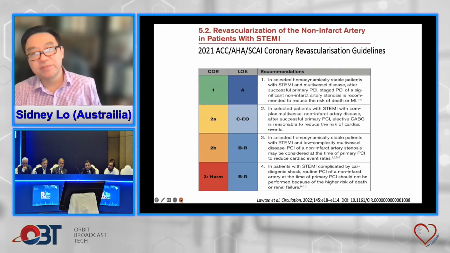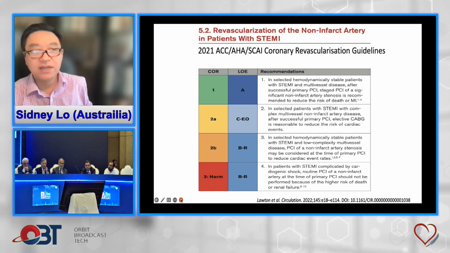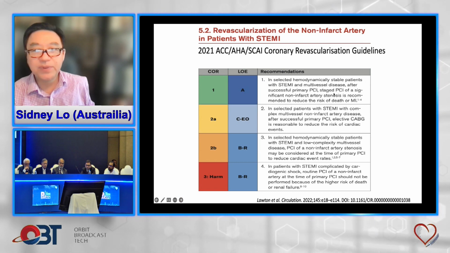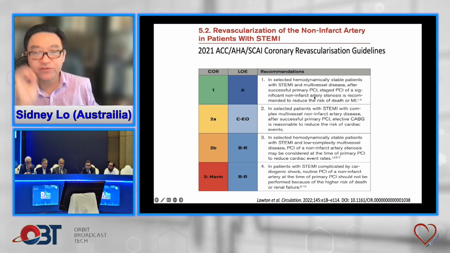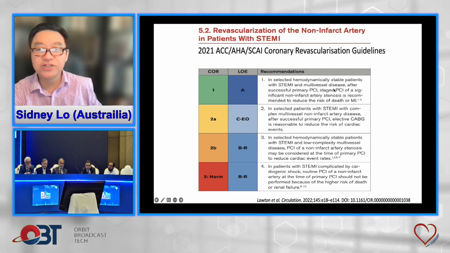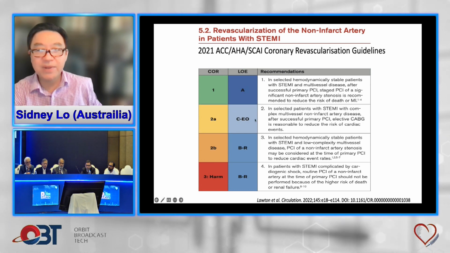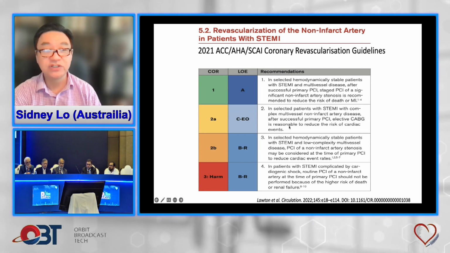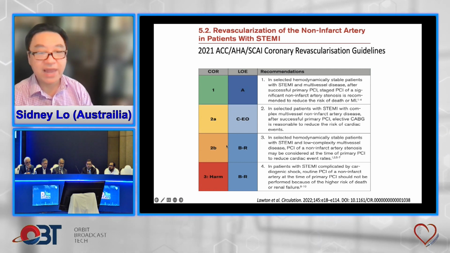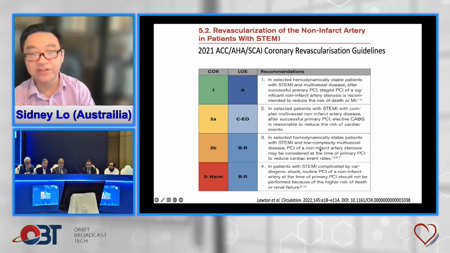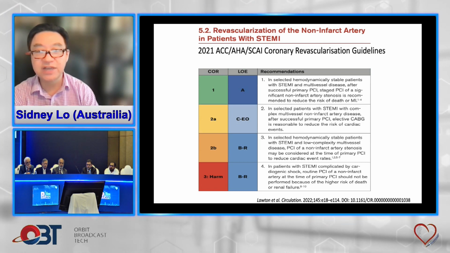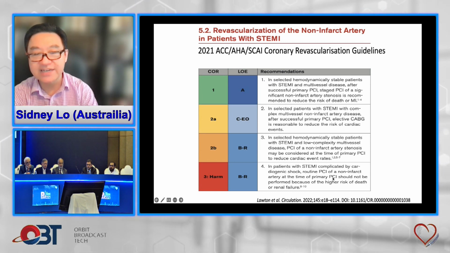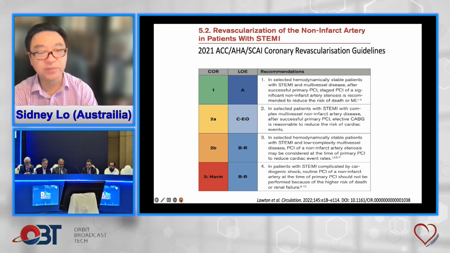In terms of the guidelines, this is from the 2021 ACC/AHA guidelines, and you see Level 1A: in selected stable patients with STEMI and multivessel disease, PCI of the non-culprit vessels after successful primary PCI is recommended to reduce the risk of death or myocardial infarction. If you have successful PCI, elective surgery for the rest of the vessels is reasonable by consensus agreement. You may consider doing a non-culprit vessel at the time of primary PCI if the patients are very low complexity in the non-culprit vessel, but you shouldn't really do it in cardiogenic shock, from what I showed you from culprit shock.